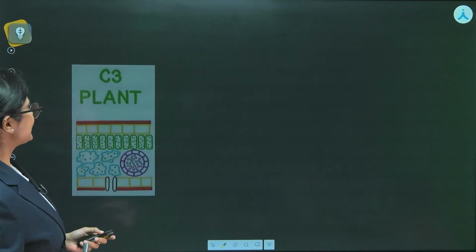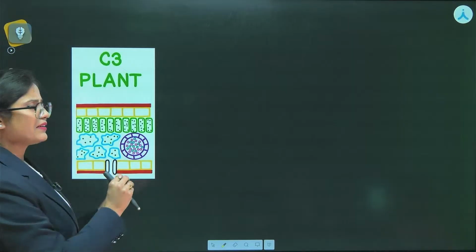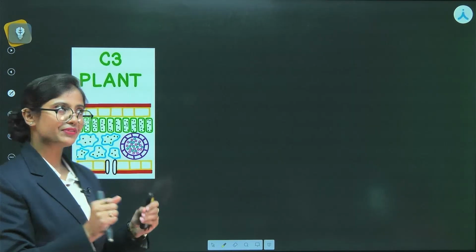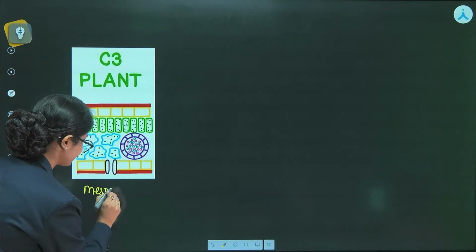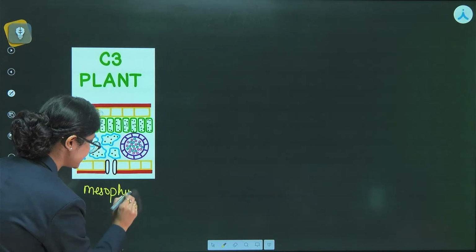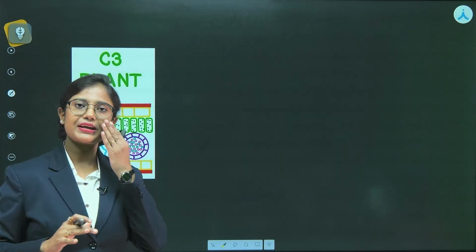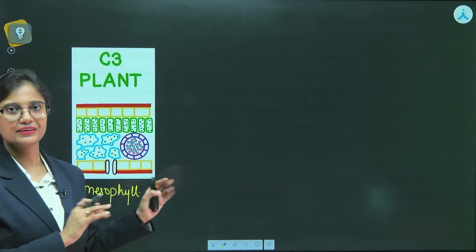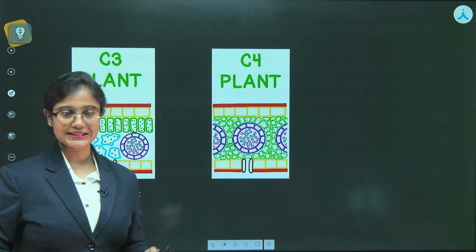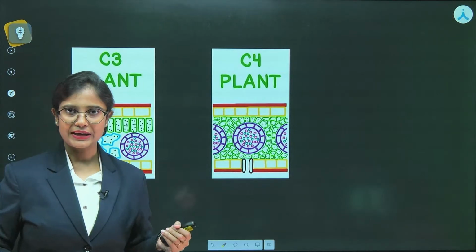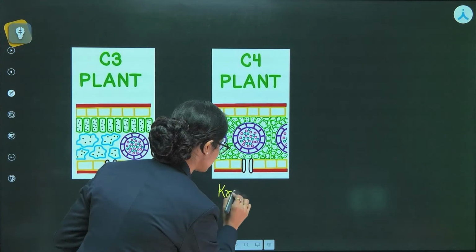Now let's see how they actually look. C3 plants have very simple anatomical features. That means they have mesophyll cells, जिसमें abundant amount of chloroplast present होता है और यहाँ पे Calvin cycle हमारी चलेगी. Now let's move to the next plant, that is C4 plants. It has a very beautiful anatomical feature which is known as Kranz anatomy.